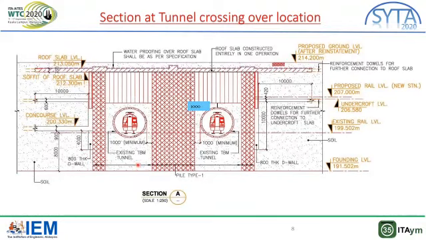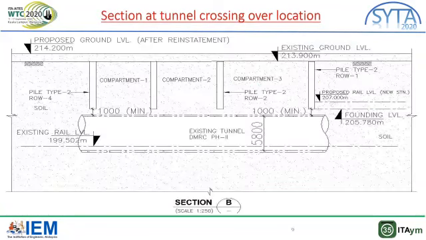This is a section at tunnel crossing over location. Here you can see the roof slab, the undercroft slab, the concourse slab, and the tunnels emanating from existing INA station. These are the shorter piles and these are the longer piles. This is the longitudinal section at tunnel crossing over area. The figure shows the compartment 1, 2 and 3 and also the piles which are terminating about 1 meter above the crown of the tunnel.